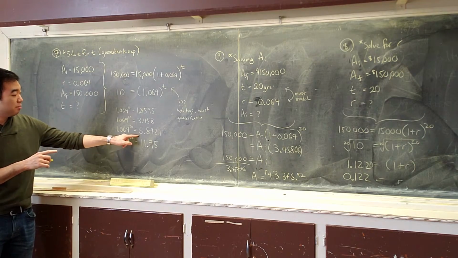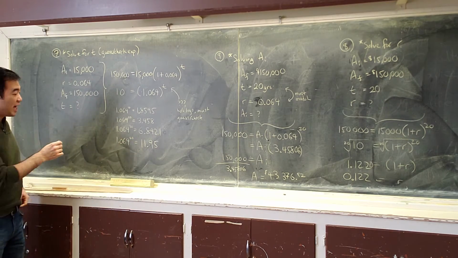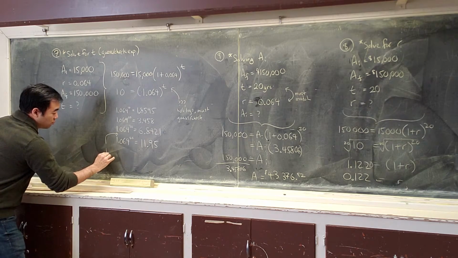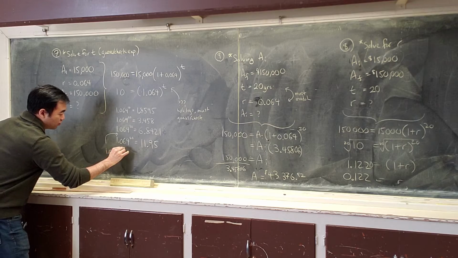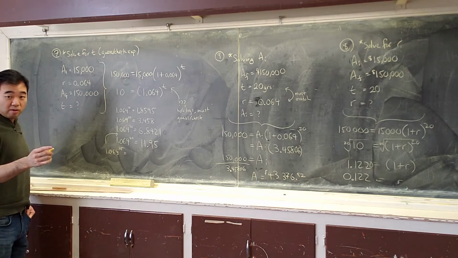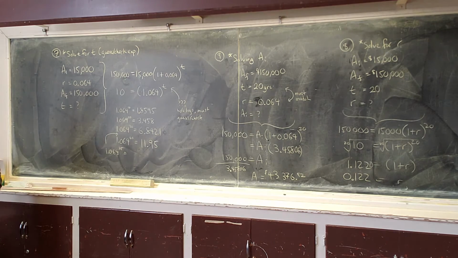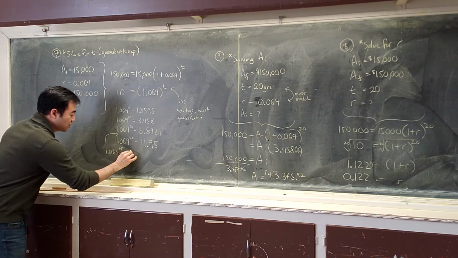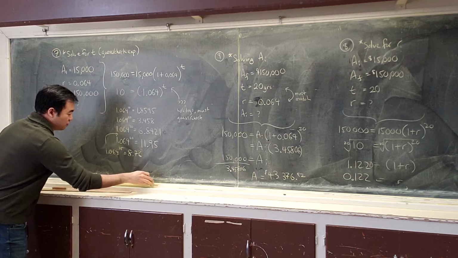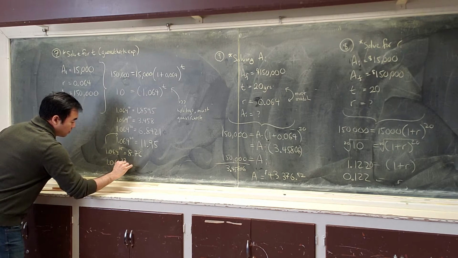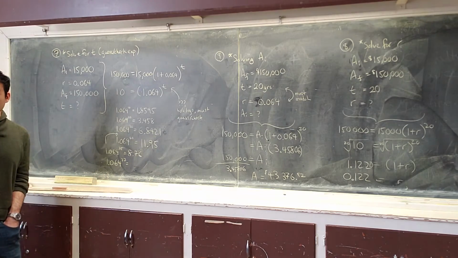We've gone past 10, but at 30 we're not yet at 10. So it has to be somewhere in between. Let's try 1.064 to the power of 35. That gives 8.76. Not enough. So someone is suggesting 37 or 38. Okay, so let's try 37.